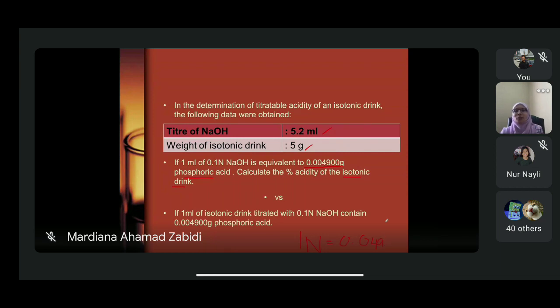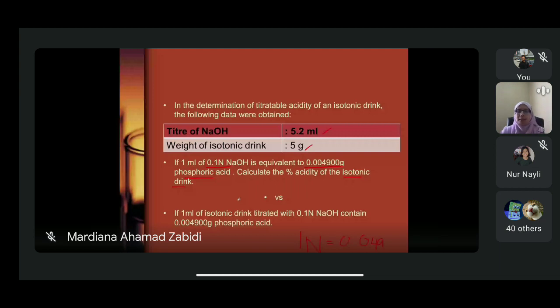Macam tu. Sorry lah. Okay, 0.049, this one is untuk 1 normal. Tapi dalam soalan ni dah diberi 0.1 normal of NaOH. So, working calculation sama macam vinegar tadi. Okay, yang ni pun sama juga. I tak faham kenapa dia all buat dua yang berbeza.